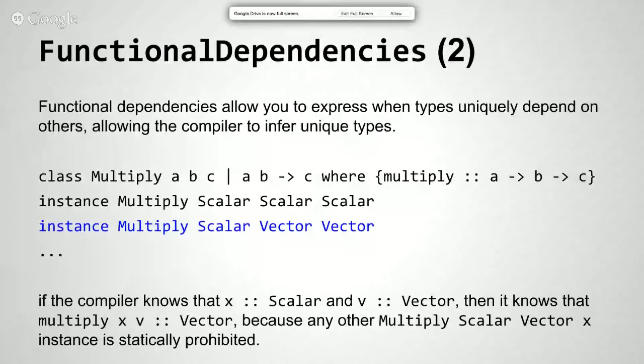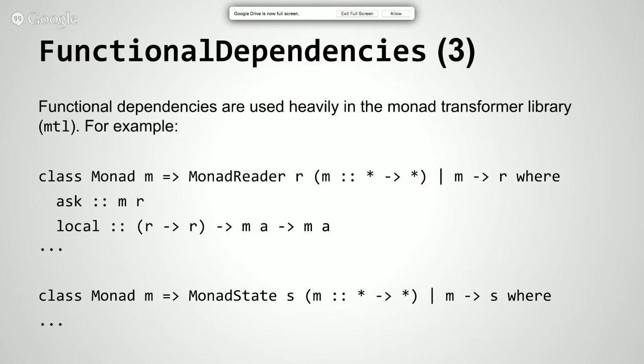Functional dependencies allow you to say, okay, this relation is actually a function: class Multiply A B C | A B -> C. What you're saying is that C depends uniquely on A and B. So when you're multiplying a scalar times a scalar, you know that the only type that it can produce is a scalar. You multiply a scalar times a vector, you know that it can only produce a vector. And that narrows down your search. It makes your compiler a lot happier. It also prohibits a lot of things that you don't want. They're used heavily in the monad transformer library, the MTL.